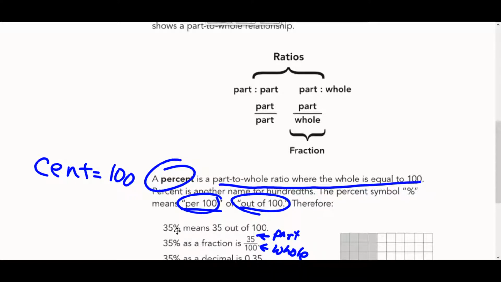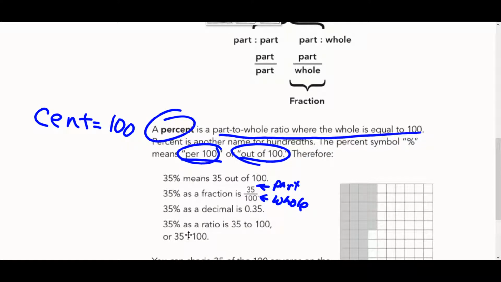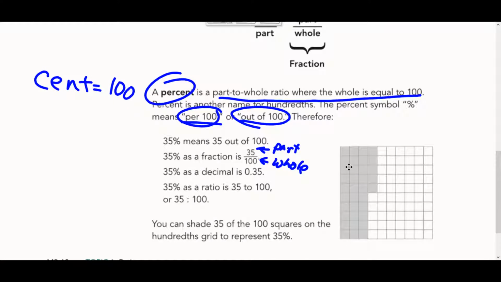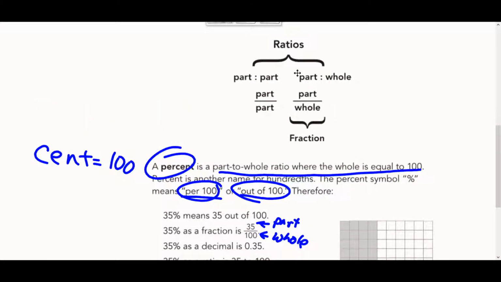So if I have a 35%, it means I have 35 out of 100. So I could write that as a part-to-whole ratio or fraction. You could write it as a decimal even, or as a ratio of 35 to 100, or 35 colon 100. They all mean the same thing. And in visual form, 35 of these boxes are shaded in out of the 100 total. So these all are really related to each other. Ratios, fractions, percents, they all are related.